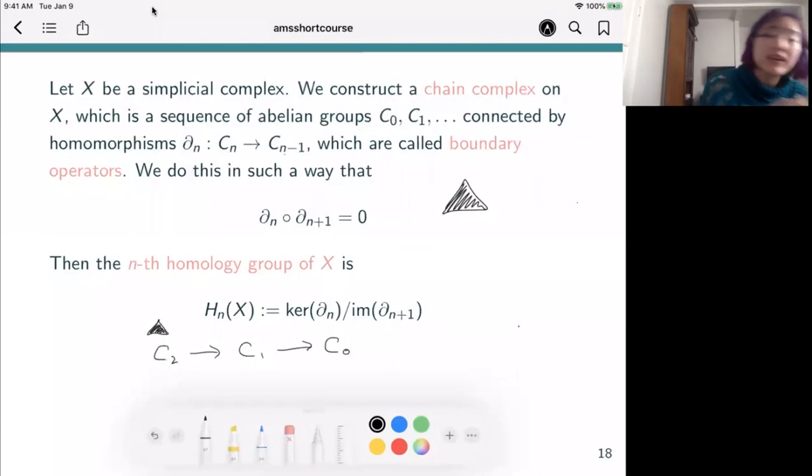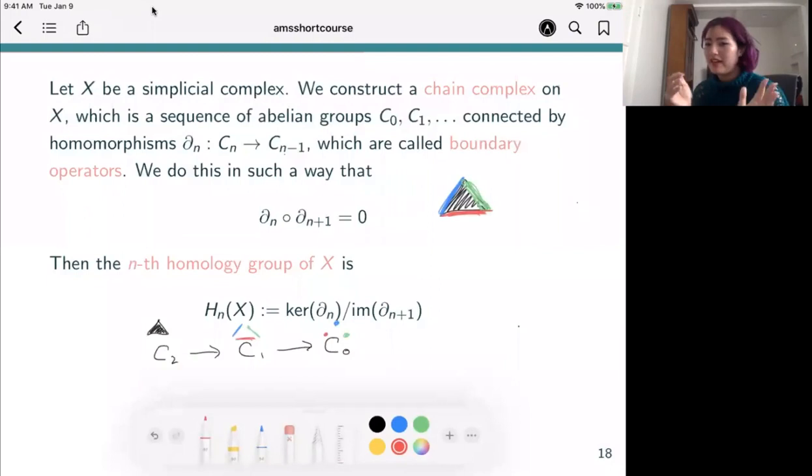In C1, we're going to have the one simplices and formal sums of the one simplices. So we're basically going to have three possible lines, and that's going to be the building blocks of C1. So we just have in here three different one simplices. And then similarly in C0, we're going to have three different zero simplices, and those are going to be the building blocks of our C0. So that's what our chain complexes are made of.